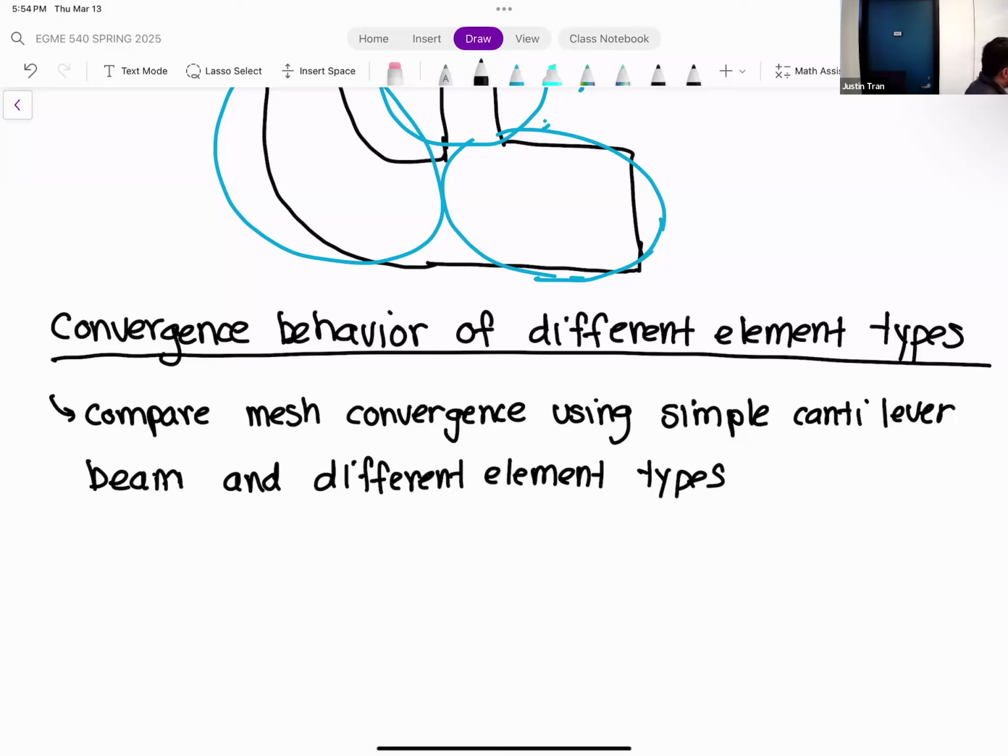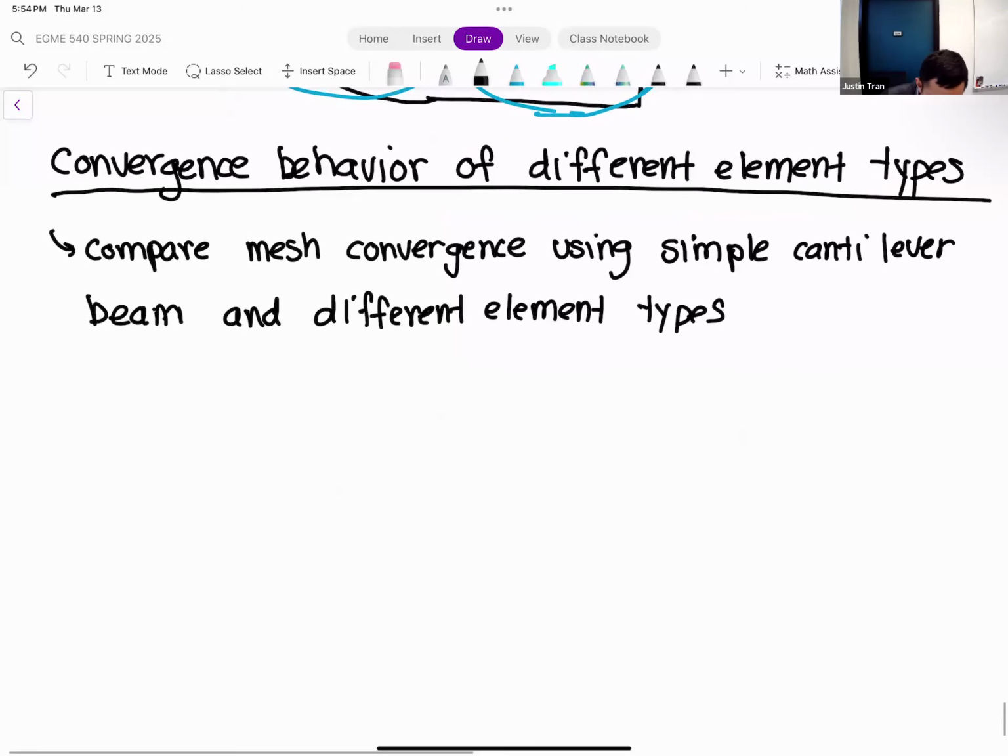This might be a good exercise for you guys to do on your own too, so that you can see and illustrate for yourself how these convergence behaviors change. Because it's one thing to talk about them, but to see it converge in real time is good. Okay, so let's look at the simulation that we're going to do. And this data was all actually compiled, not by myself, but by the author of the textbook that we're using. So he basically took a very simple cantilever beam.